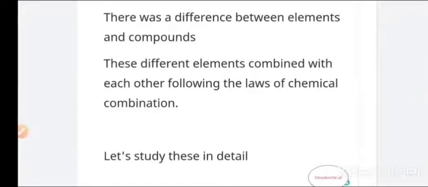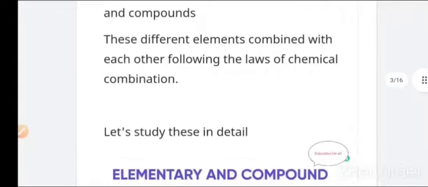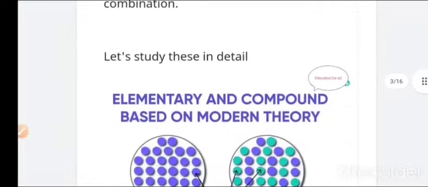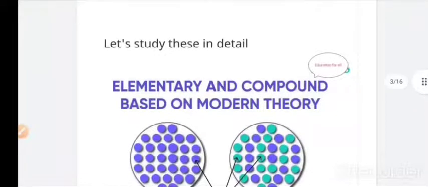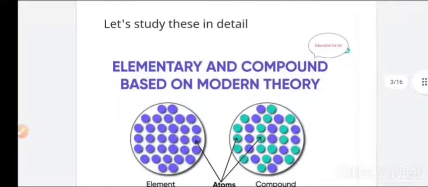These different elements combine with each other following the laws of chemical combination. The atoms combine with each other to form elements and compounds. By this process, they combine with each other and form elements or compounds. If there are the same kind of atoms, then it is an element. If there are different types of atoms, then it is known as a compound.